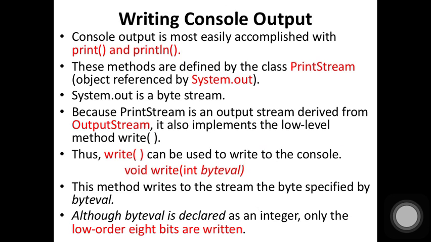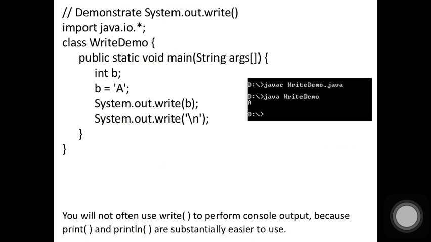Here we have a write method. Write accepts one integer value, and the method writes to the stream the byte specified by the integer value. Although the byte value is declared as an integer, only the low order 8 bits are written. So it takes the low order 8 bits and shows them by means of this write method. So it's a very simple application.